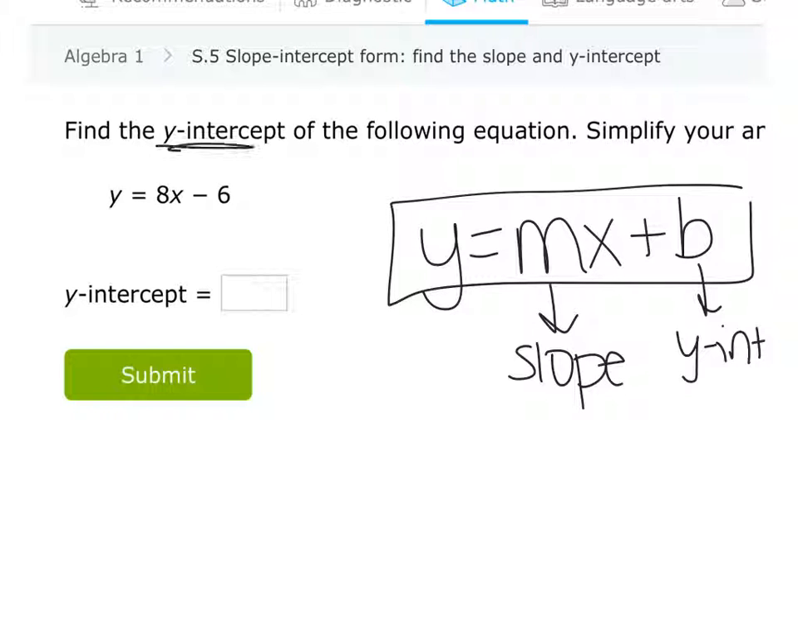So for example, this says find the y-intercept of the following equation. Since the y-intercept is the b in our equation here, we're going to look at the b that we have, and it's -6, so I would plug in -6.